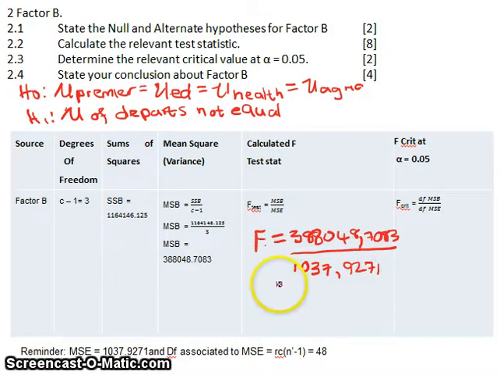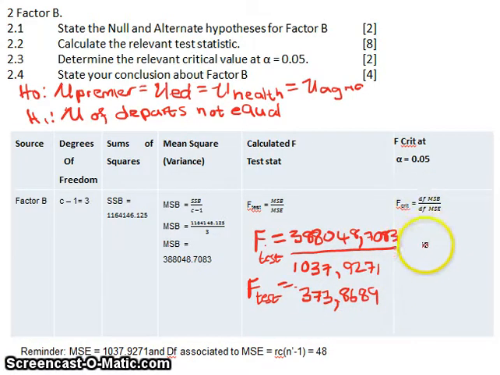9271. And my answer for the F test, you could also write F stat, is 373.0.8689. So that is my test stat.